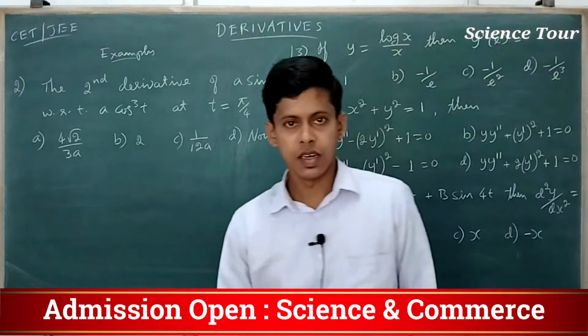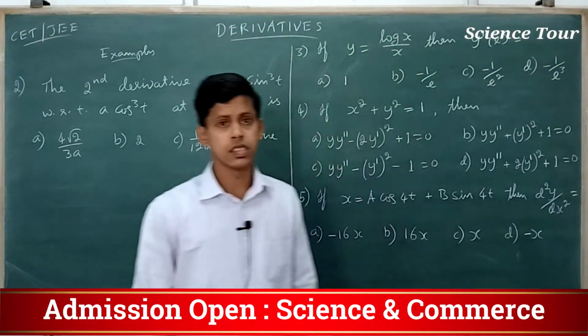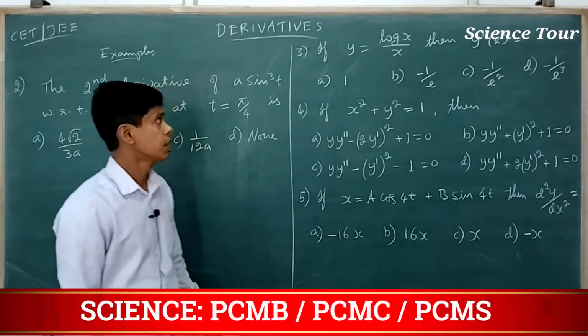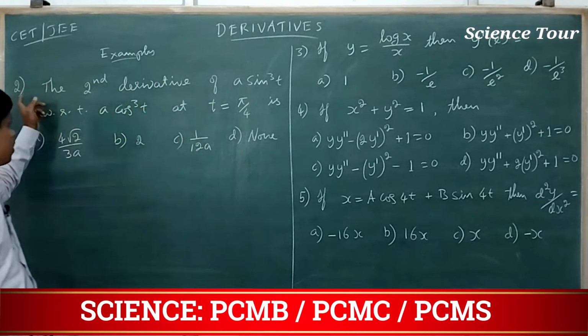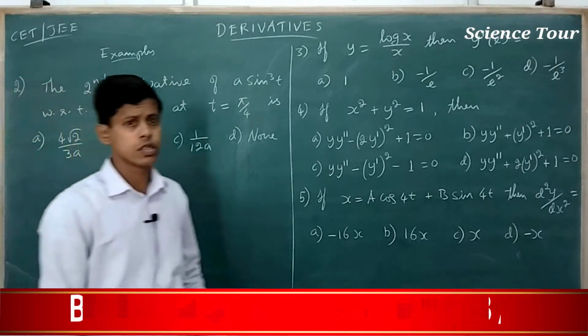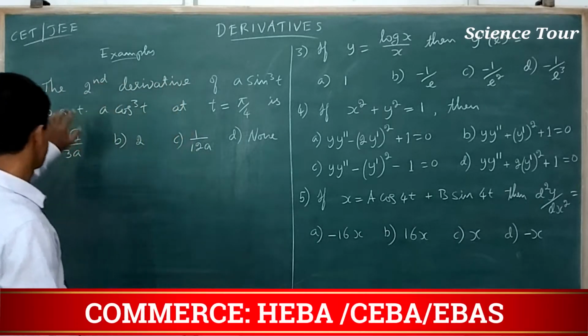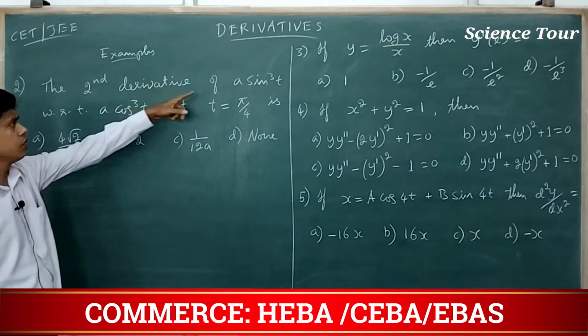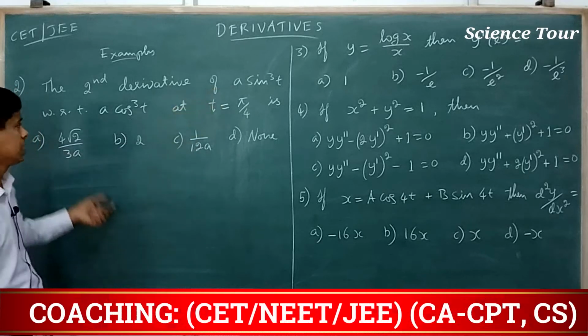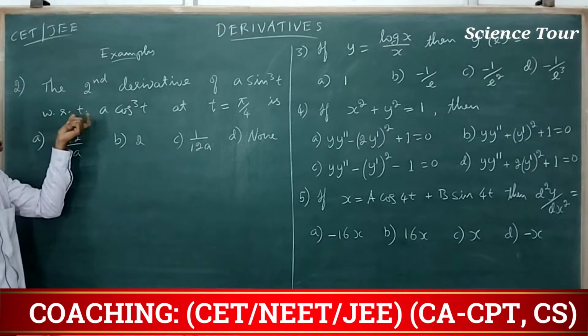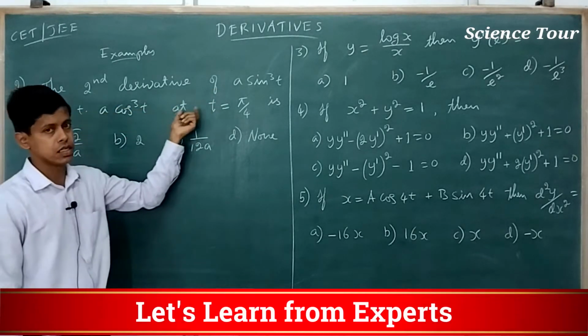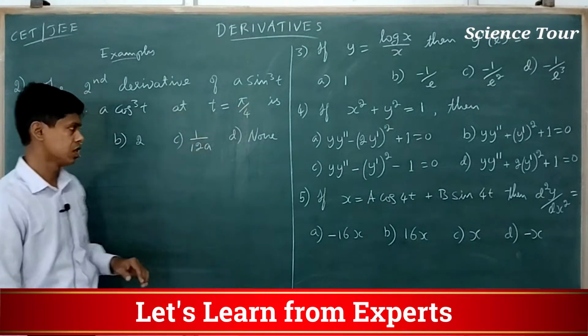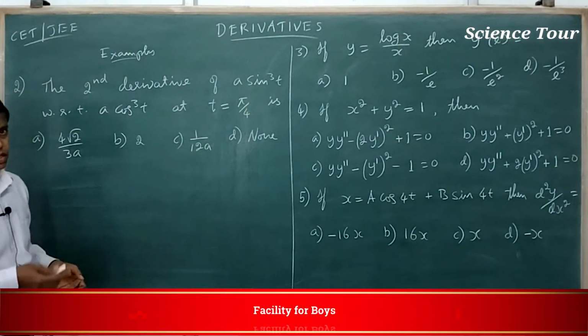Hello dear students, and welcome to CET JEE classes of derivatives. We are in the second question of second order derivative. Well, the second derivative of a sine cube t with respect to a cos cube t at t is equal to pi by 4 is. Well, this is a straightforward question.